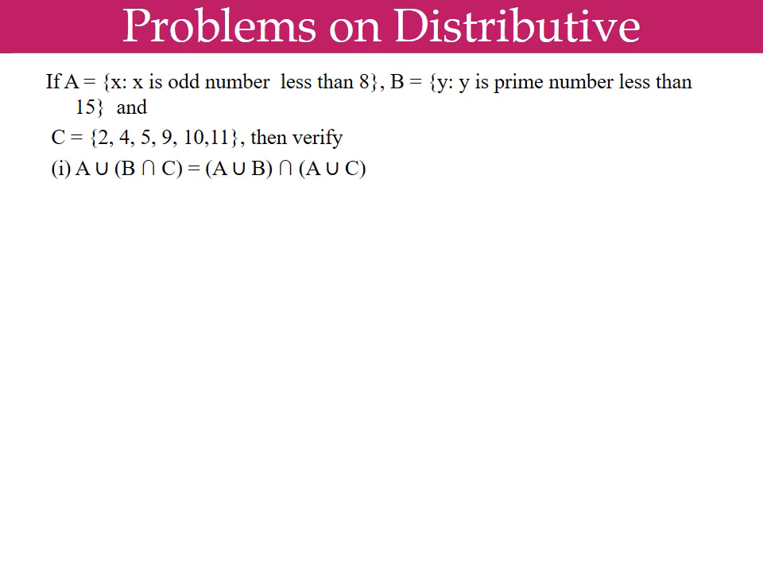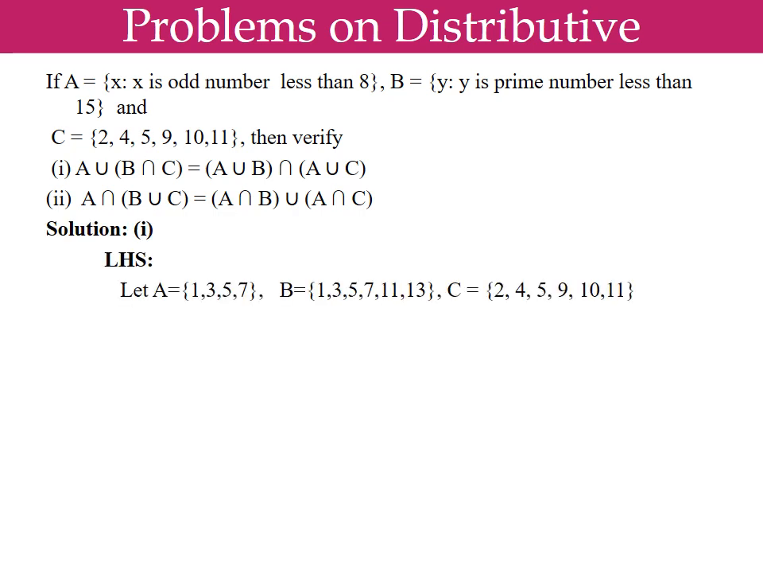Then verify. This is the first distributive law: A union (B intersection C) is equal to (A union B) intersection (A union C). The second one is A intersection (B union C) is equal to (A intersection B) union (A intersection C). Right? How to solve this? So first define what is A. A is {1, 3, 5, 7}. B is {1, 3, 5, 7, 11, 13}. And C they gave {2, 4, 5, 9, 10, 11}.